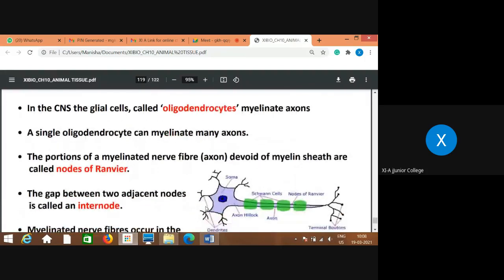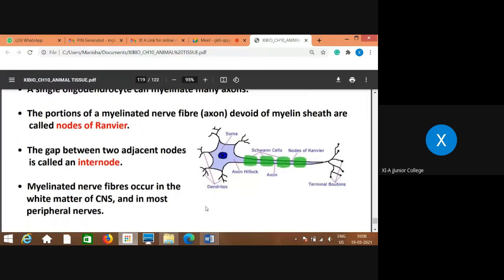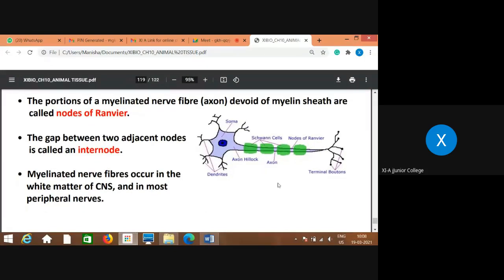In the central nervous system, the glial cells called oligodendrocytes myelinate axons. A single oligodendrocyte can myelinate many axons. The portion of the myelinated nerve fiber, that is the axon, devoid of myelin sheath is called the node of Ranvier. As I told you, in between the Schwann cells, there is a gap where the myelin sheath is not seen. These are called nodes of Ranvier. And the gap between two adjacent nodes is called the internode.